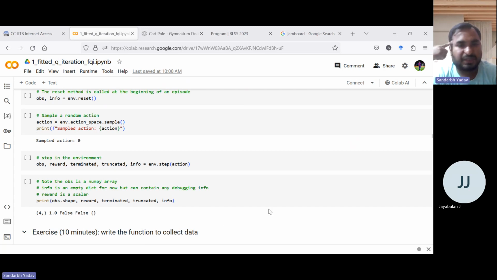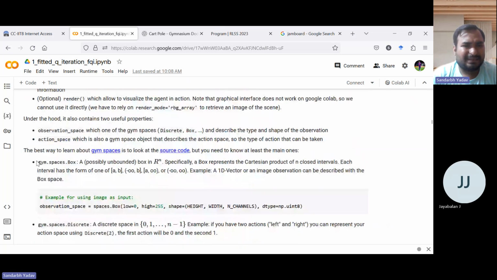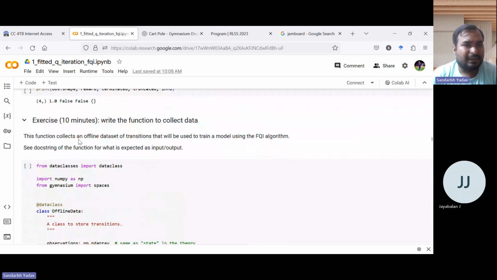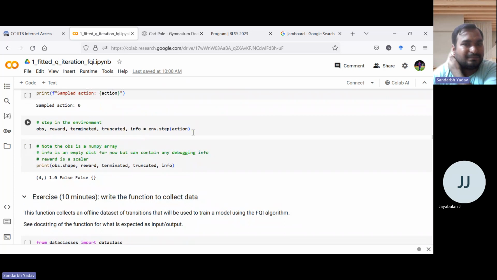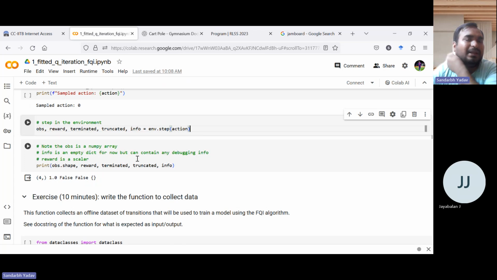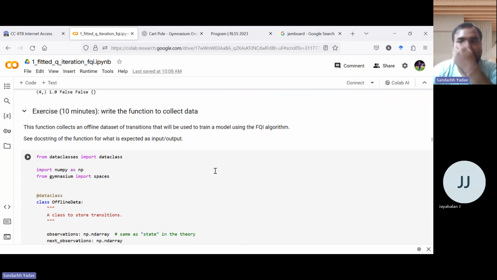Someone is asking how much time it takes to compile and execute. I don't exactly remember. I ran it step by step, each cell at one time, so I don't know how much it took in aggregate. But if you do runtime and run all, it might take more than 10 minutes, because some functions require training and all those things.